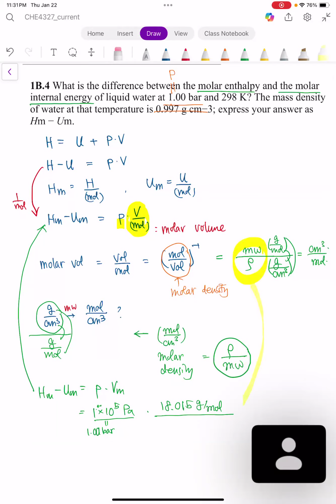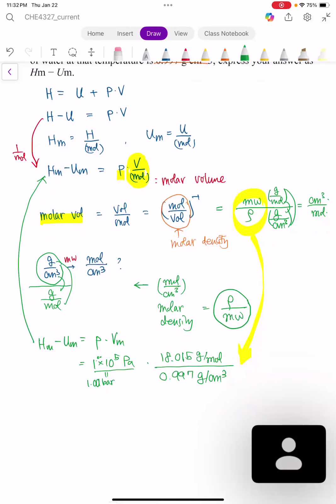The molecular weight, this is what we need to do here: for the molar volume, you have to get the molecular weight and divide it by the mass density. So that's what we are doing. Molecular weight, 18 point something gram per mole. Mass density, 0.997 gram per cubic centimeter. And again, this unit gives you the cubic centimeter per mole.